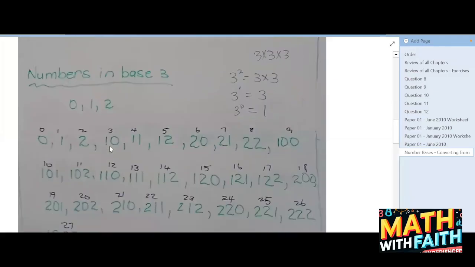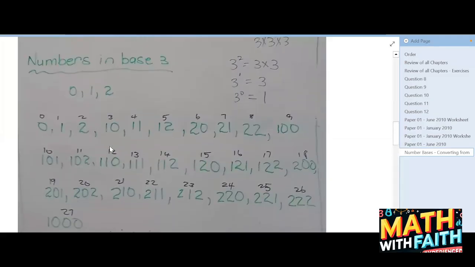So let's look at counting in base 3. Now remember, we only have 3 numbers in base 3, which wouldn't include 3. It will be 0, 1, and 2. Those are our 3 numbers in base 3. So let's count in base 3. In base 3, we'll say the first number is 0, 1, 2. And we don't have any 3 in base 3, so we have to now go to double digits. We start with 10, 11, 12.